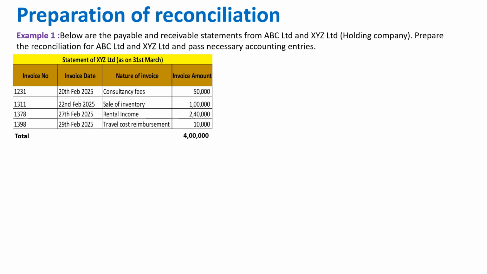So you have invoice number 1231, and it is for consultancy fees. The amount is 50,000. 1311, it is sale of inventory, and the invoice value is 1 lakh. 1378, rental income 2 lakh 40,000. 1398, travel cost reimbursement 10,000. So the amount you are showing as receivable from ABC is 4 lakh rupees.